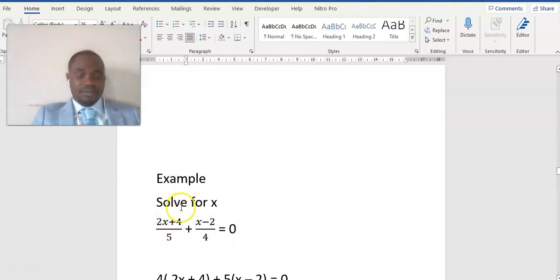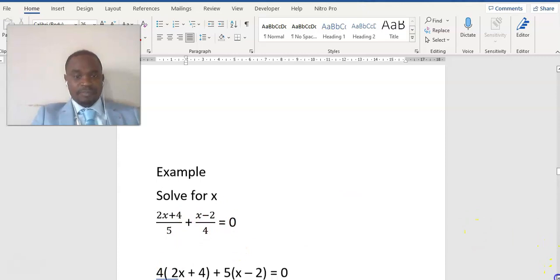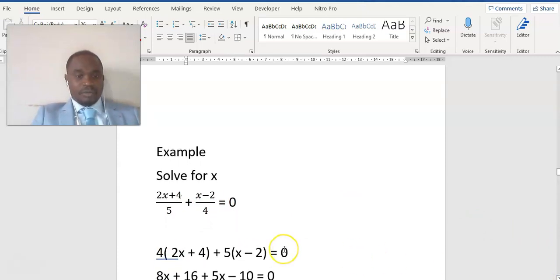Then let's look at this type also. This is a rational. So it says solve for x. This one is equal to 0. When it is equal to 0, that is where you use this method that I'm showing you now. What you need to do is cross multiply. Just cross multiply. This 4 will multiply that one. This 5 will multiply that one. Is equal to what? 0.